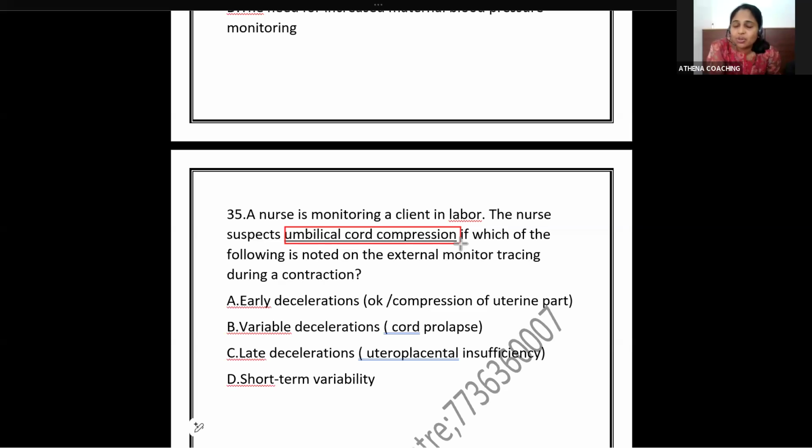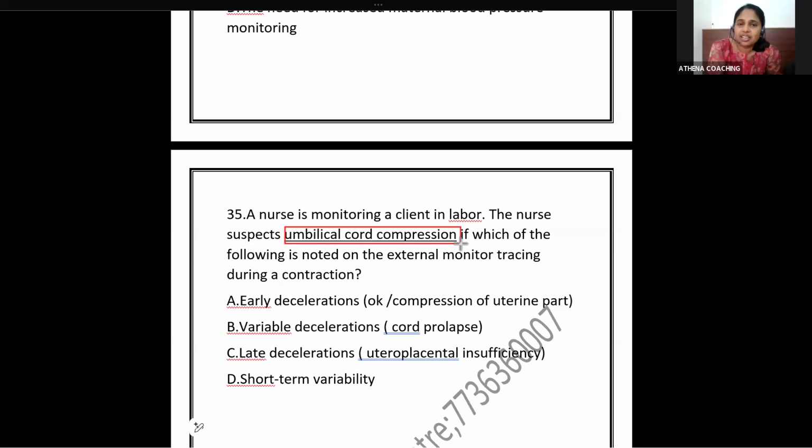But there is a chance to get a deceleration of fetal heart rate as well. Deceleration is divided into three: early deceleration, variable deceleration, and late deceleration.